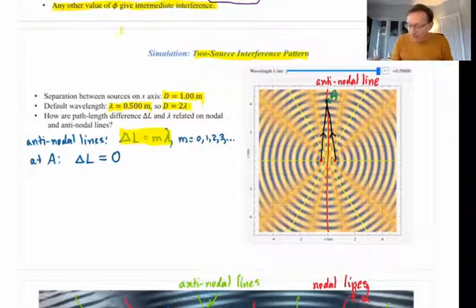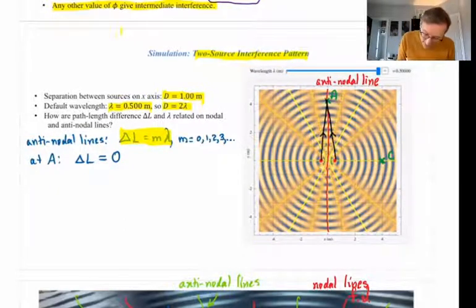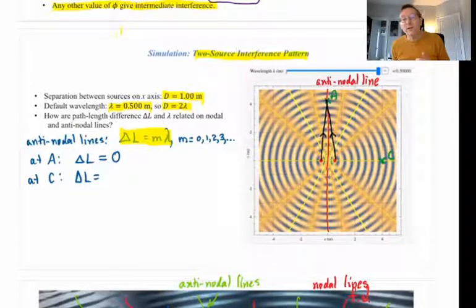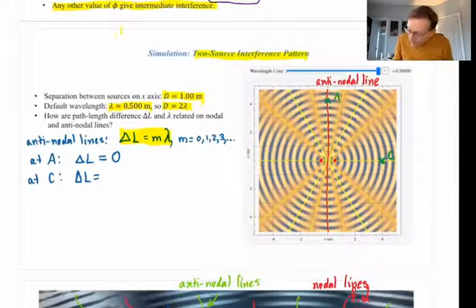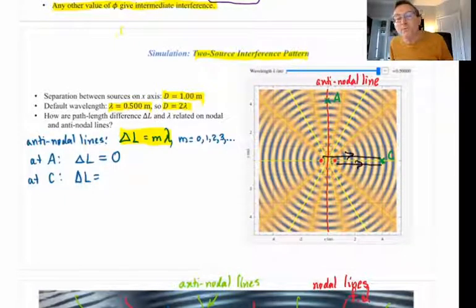Let's look at another antinodal line. Let me pick another point. I'm going to pick one over here to the right. I'm going to label that point C. I'm going to do that one next, actually. At point C, let's see if we can figure out the path length difference. Now I'm talking about, let me get that A back in there, I'm talking about that path length from source 1 and that path length from source 2. Can you see what the path length difference is?